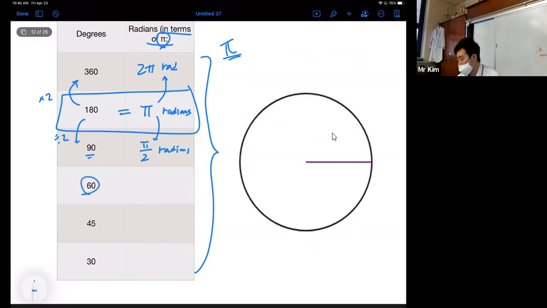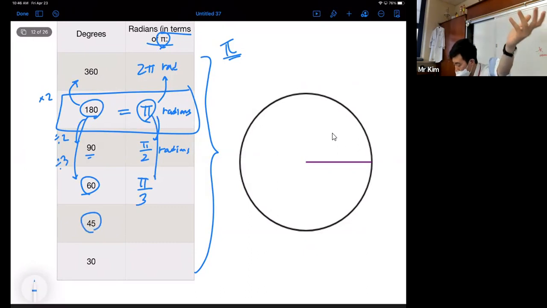For 60 degrees, if I were to ask you to convert that into radians, someone think about it and just raise your hand if you think you have the answer. Jamie? Pi over 3, because pi gives you 180. That's divided by 3, so I just take that and divide it by 3. Abby, the next one, 45?